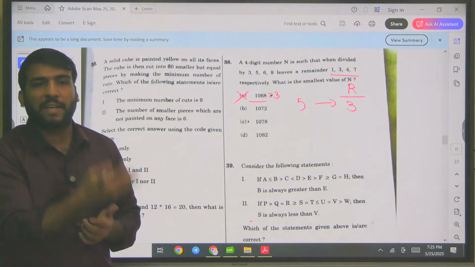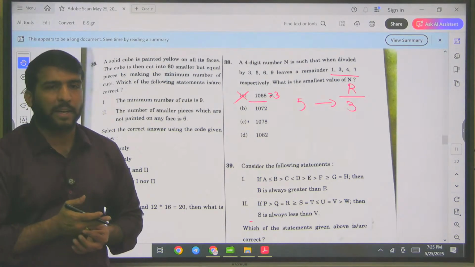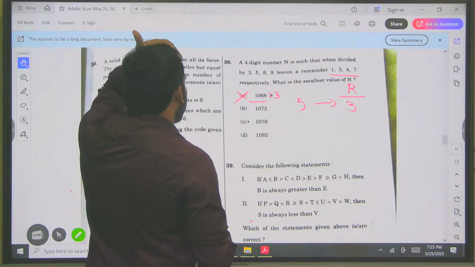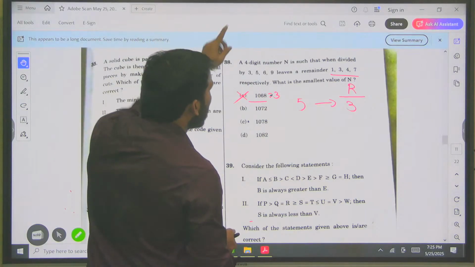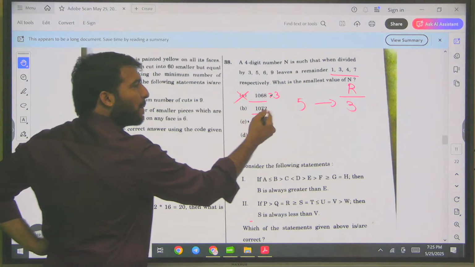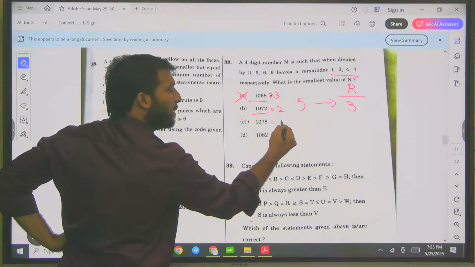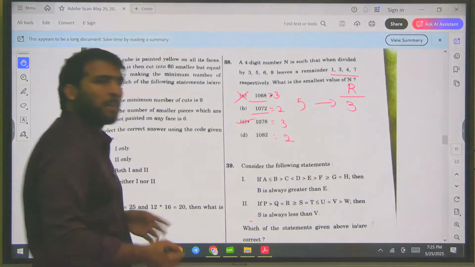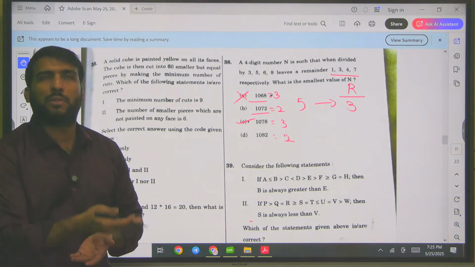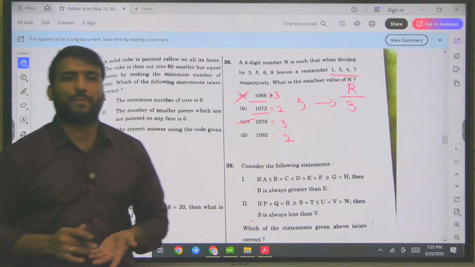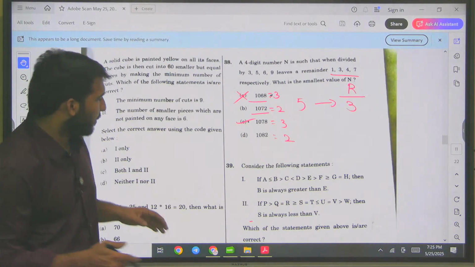1 plus 6 plus 8 is how much? 9 plus 6, 15. 15 is exactly divisible by 3. Yes or no? So, next, 1072. If I divide by 5, I am getting remainder as 2. If I divide by 5, remainder as 3. Remainder as 2. This is my option. Because 1078, forgot about 10. 78 divided by 5, the remainder will be 3 itself. Okay, fine.